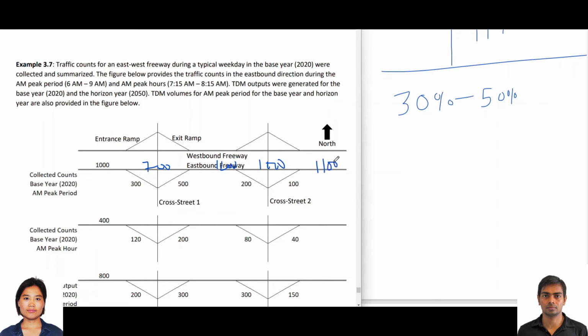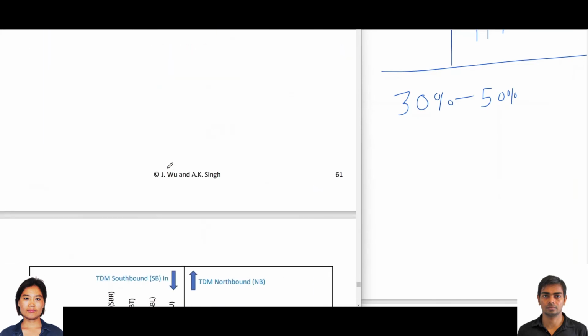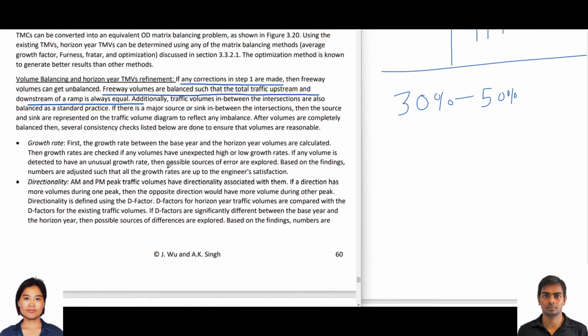So when I'm trying to put in the volumes after peak hour changes, these volumes may not be balanced. So instead of 700, I might have a number like 750. Then either I need to adjust this ramp number or this main lane to make it work. So that's the freeway volume balancing. A lot of volume adjustments are made at this level.